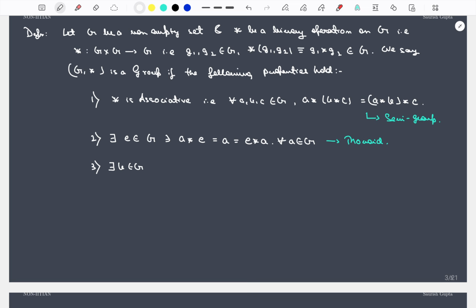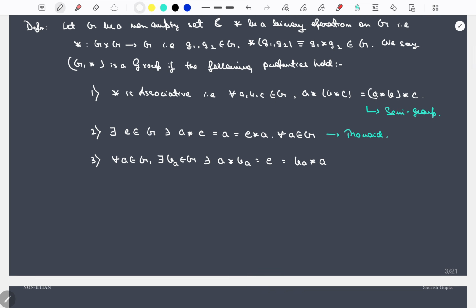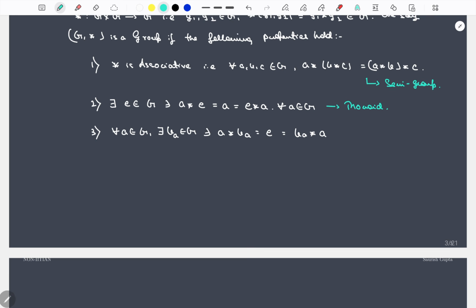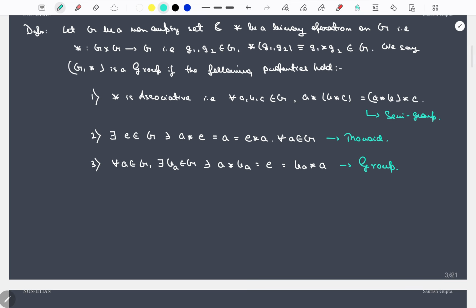While the third point says, I should have written it like this: for every element A in G, there exists an element B, which depends on A, in G, such that A operated with this particular element from any side will result in the neutral element. We often call E a neutral element, but we will come to the more conventional name for it. In this case, this B, we will name it later, but once the third property holds, we will essentially call it a group. So all we require are these three properties along with a non-empty set and a binary operation.